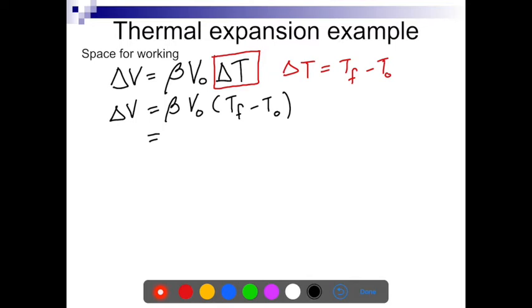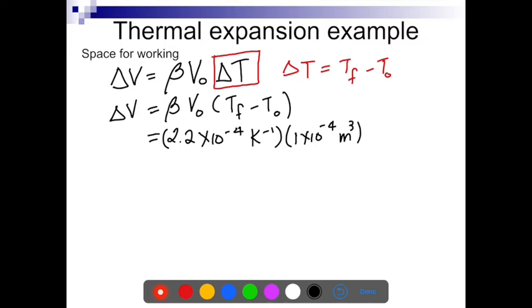So we can write down here, beta is 2.2 times 10 to the -4 Kelvin to the minus 1. V0 is 1 times 10 to the minus 4 cubic meters.